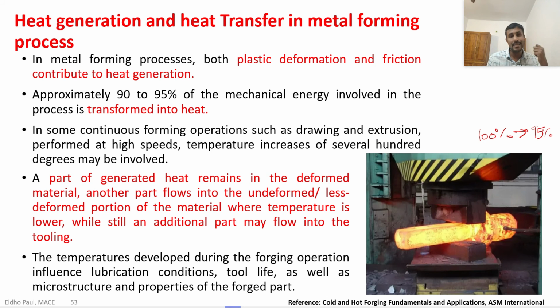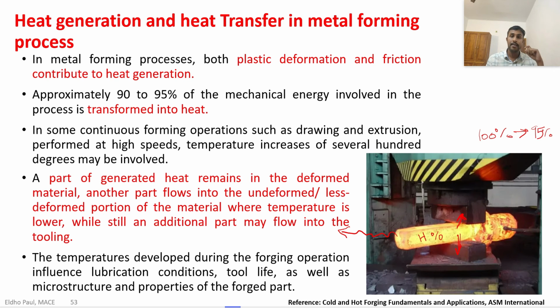Of the total heat generated, some percentage of the heat remains in the deformed material. Some percentage of heat is transferred into the die from the deformed material, into the upper and lower, or male and female, die. Some amount of heat is transferred to the atmosphere in the form of radiation. So these are the different heat transfers during the deformation process. And one more source is there.